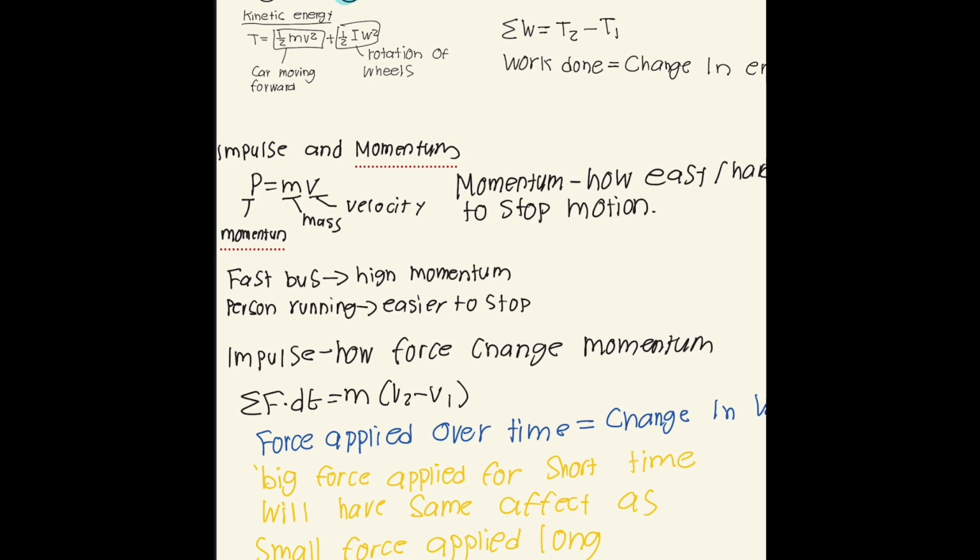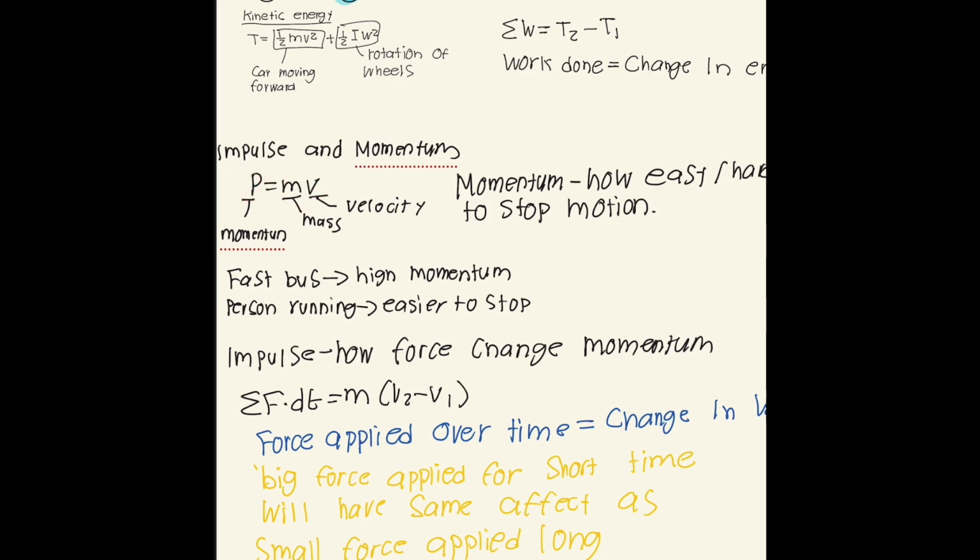Impulse and momentum. So momentum talks about how easy or hard it is to stop a motion. So if a bus is going really, really fast, you know that it has a high momentum because its mass is big and its velocity is big, as opposed to a person simply running, who is going to have a lower mass and lower velocity. So they're going to have a lower momentum.